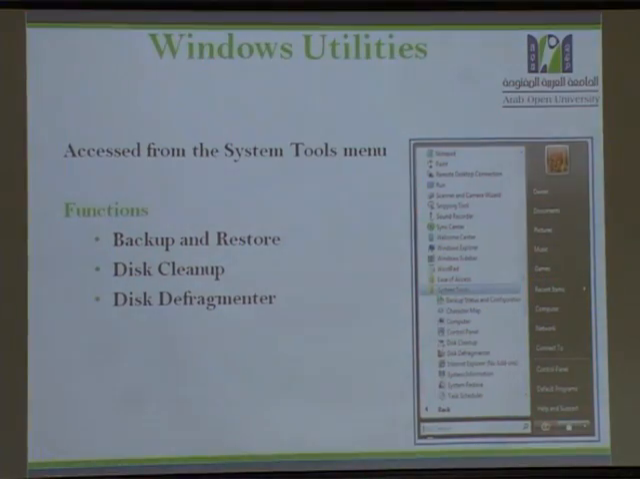Windows utilities are accessed from the system toolbar, as I said, sometimes from the control panel also. We may use them for functions such as backup and restore. So we may take a copy of our work or our data, or we may restore the files and restore the system to its original status. We also have disk cleanup. What do you mean by disk cleanup? It increases the capacity of the memory by removing all the unwanted or undesired files. Disk defragmenter is the process of rearranging the files and folders on your computer in order to free more space in your capacity.